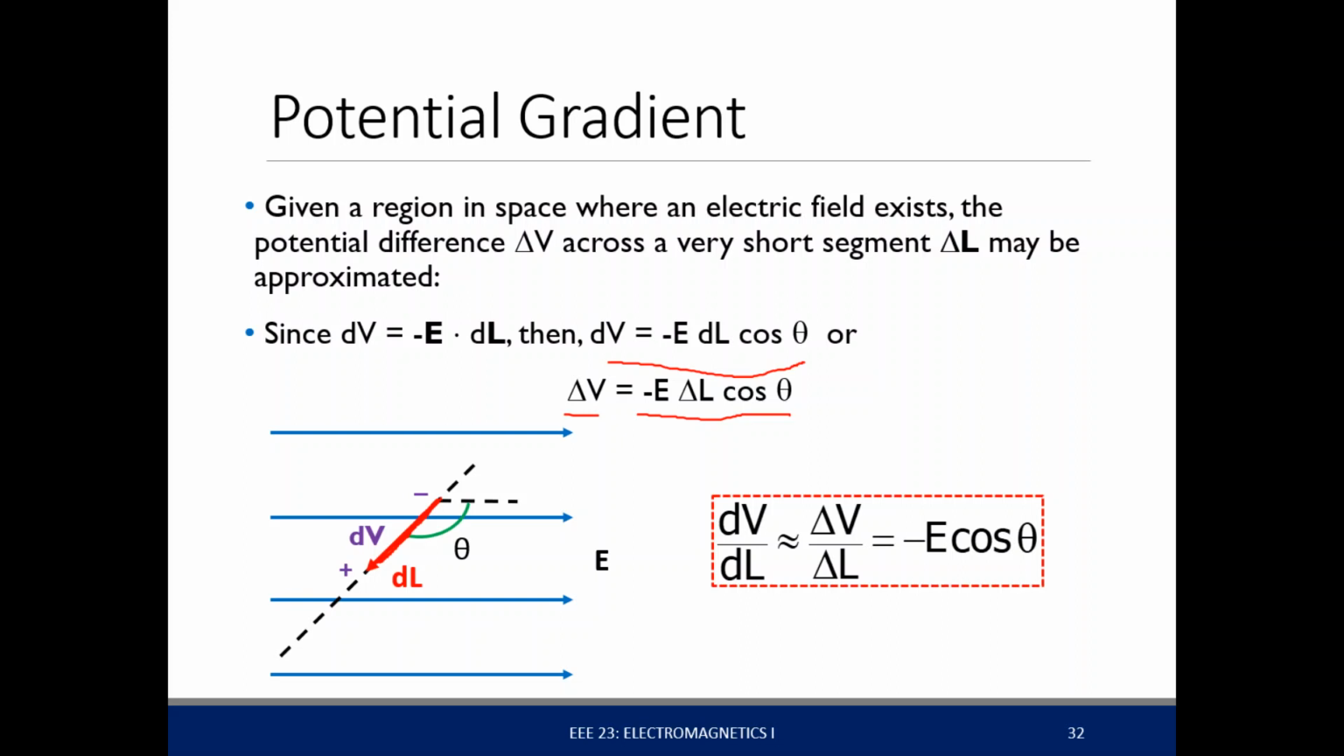So the electric field from this point to this point, with a very small change in distance or change in length, we assume that the electric field is constant. Okay, so the change is just very small, therefore the electric field is constant. So if we get delta V over delta L, which is approximately dV over dL, it's equal to negative E cosine theta, the cosine of the angle between your electric field direction and the direction of your path.